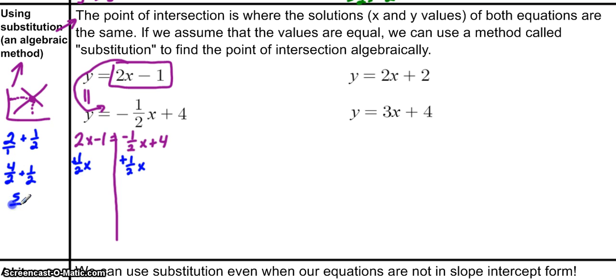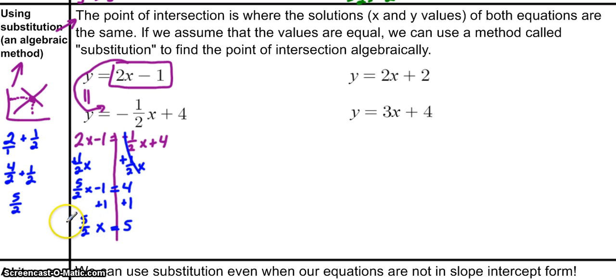This is 5 over 2, or 5/2. So I'm left with 5/2, or 5 over 2x. Bringing down that -1 equals 4. I can now add 1 to both sides, and we're left with 5/2 x equals 5.